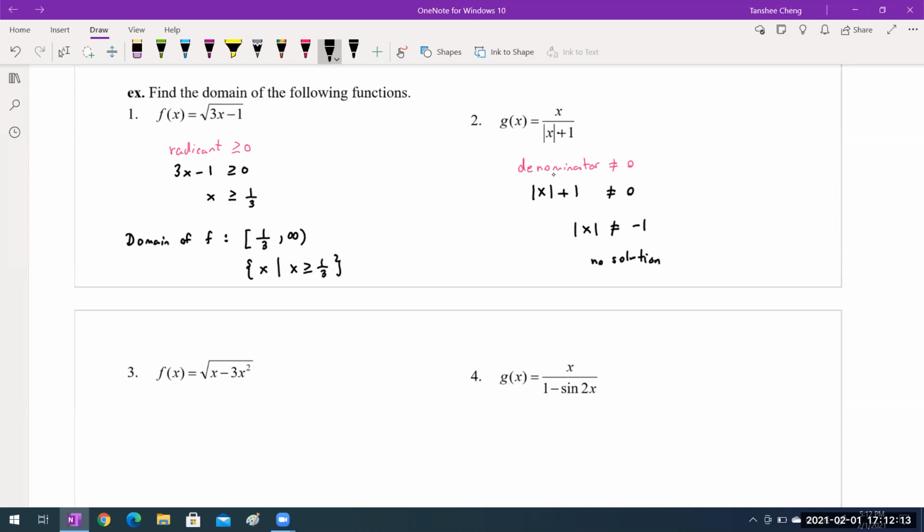So now I can indicate that the domain of function g would be what? All real numbers, which is -infinity to +infinity. In set builder notation, it will be the set of x such that x is all real numbers.